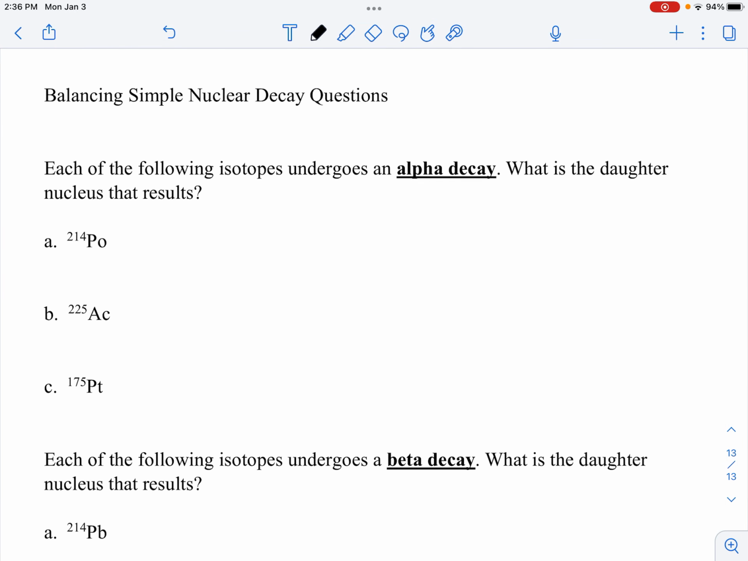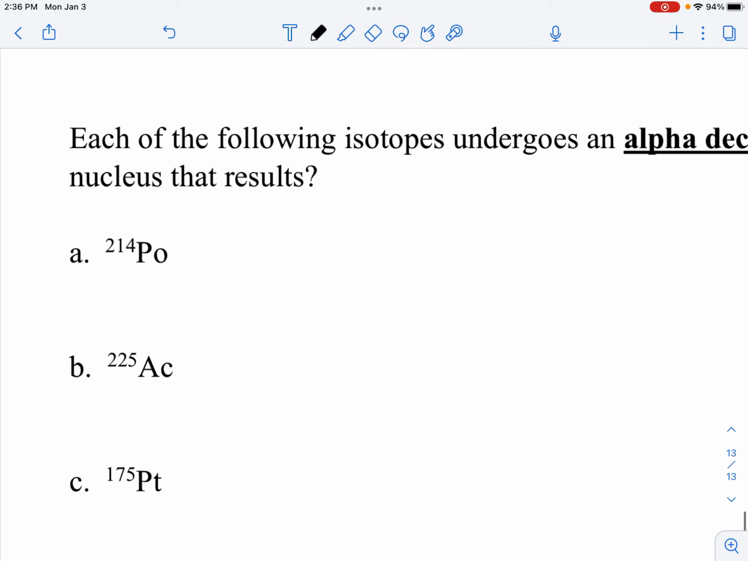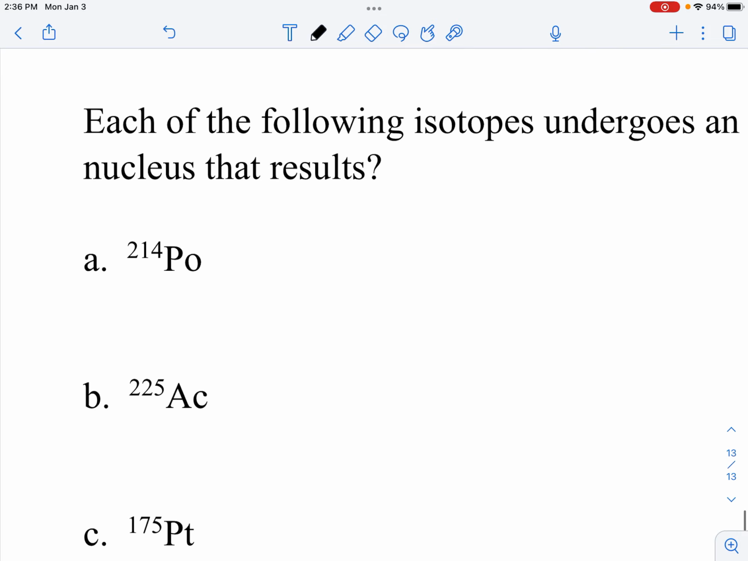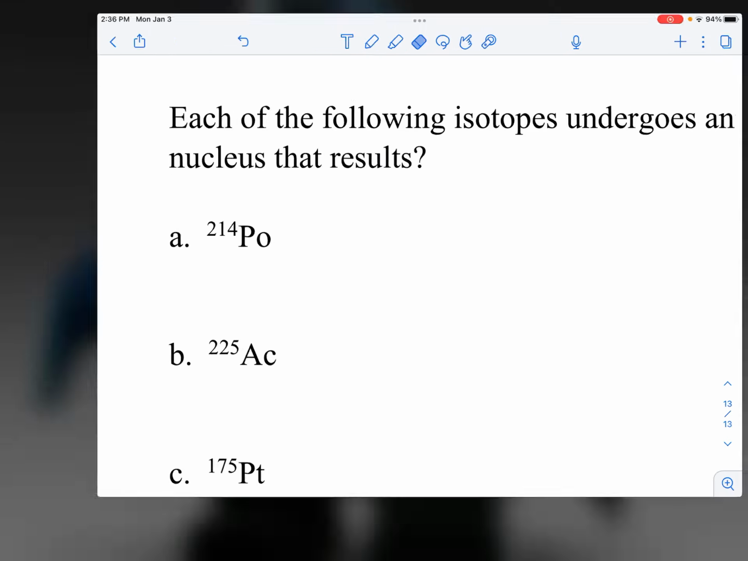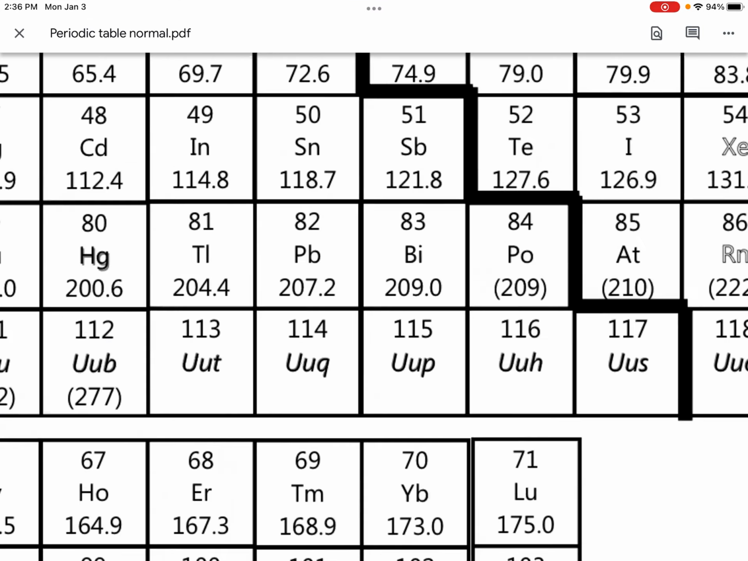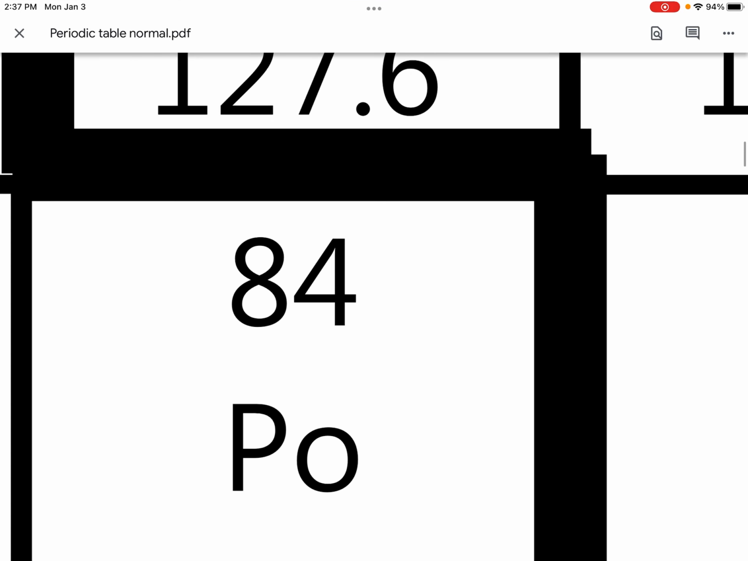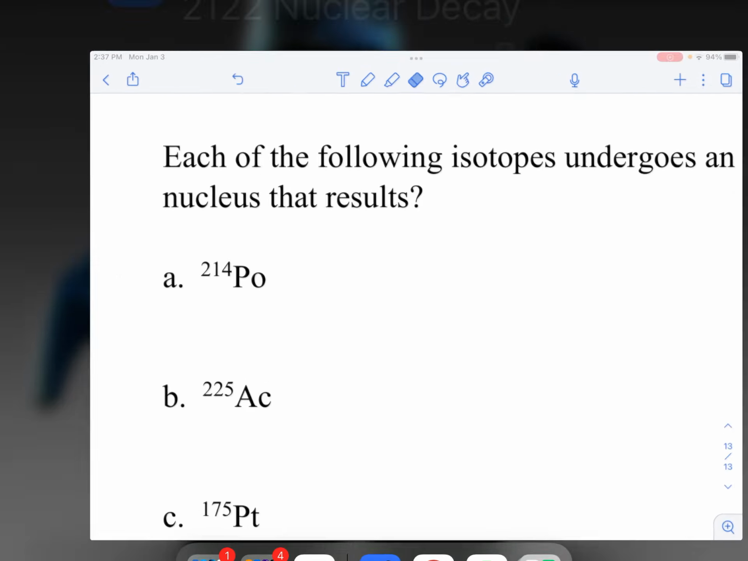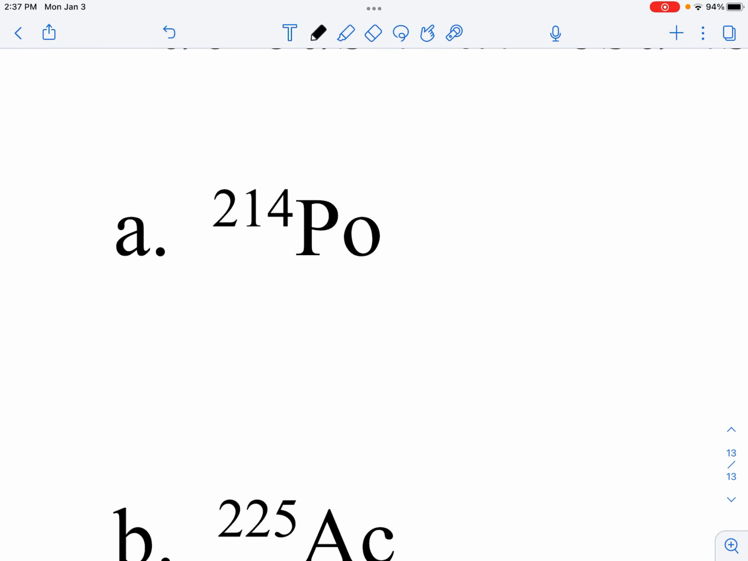All right, each of the following isotopes undergoes an alpha decay. What is the daughter nucleus that results? Okay, so this is 214Po. Well, wait a minute, where's the number down here? You were so nice in the last ones. Why didn't you give us those numbers? Because it's really hard to type all those out, and you aren't necessarily going to see them that way. Plus, you can look it up yourself. All you got to do is find out what element Po is. So you go to the periodic table and you find element Po. There it is. It's element 84. So the number that's missing there is 84.